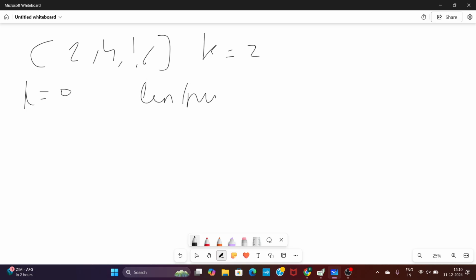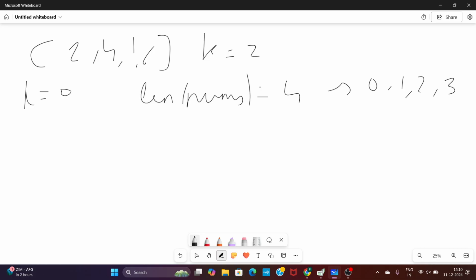Let's take a simple example like nums = [2, 4, 1, 6] and k equals 2. Basically we'll go according to our code. Our L is equal to 0. Now we are running the for loop. The length of nums is 4, so our for loop will run from 0, 1, 2, 3, from 0 to 3.